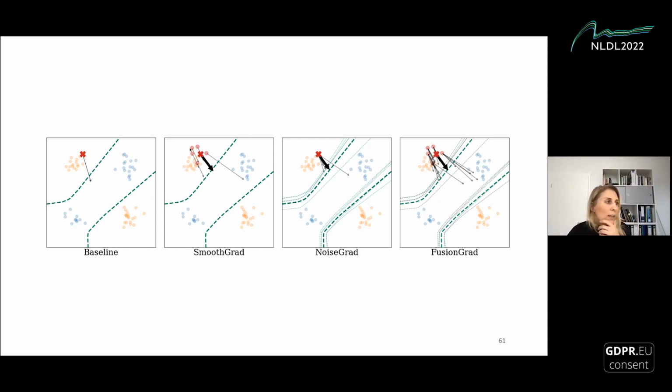For SmoothGrad, it would now be the case that we put noise to this input point and compute the explanation for all the noisy versions of the input. You see the different gradients of the noisy inputs, and then we take the average. In our case, for NoiseGrad, we put noise to the model itself, right? You see this here with the different decision boundaries, and so we also get different gradients based on the decision boundaries. And for FusionGrad, it is both, okay? The different noisy versions of the input and the decision boundaries.